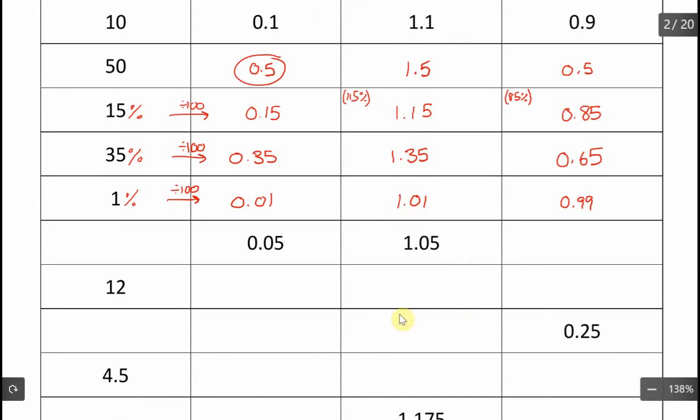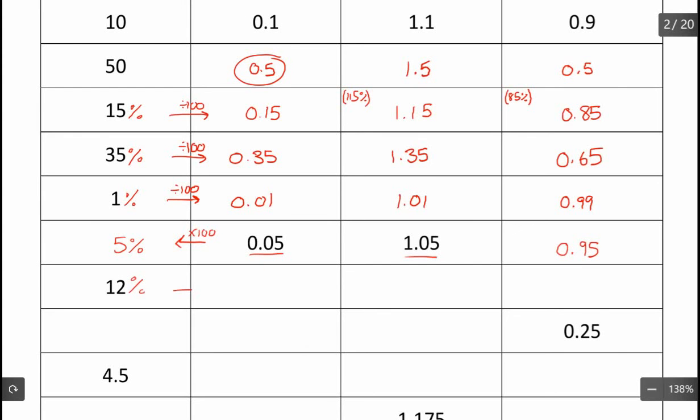Now the table's filled in slightly differently, and we have to work out the other things. So what percentage turns into 0.05? Well, if we go the other way and times by 100, that would be 5%. To increase by 5%, we would times by 1.05. To decrease by 5%, we would take 0.05 away from 1, and that would leave us 0.95.